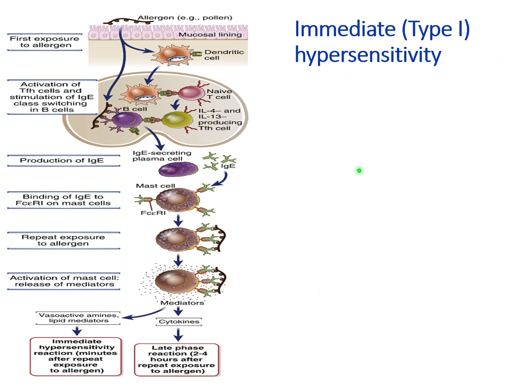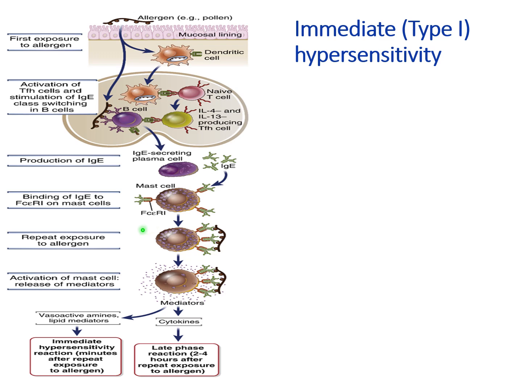Hypersensitivity reactions are classified on the basis of the principal immunologic mechanism that is responsible for the tissue injury and the disease. We have here the immediate or type 1 hypersensitivity. It is a type of reaction caused by the release of mediators from the mast cells. So the first exposure to the allergen activates the follicular helper T cells so that they stimulate the B cells to form IgE secreting plasma cells. Now these IgE molecules then bind to the Fc receptors present on mast cells and basophils.